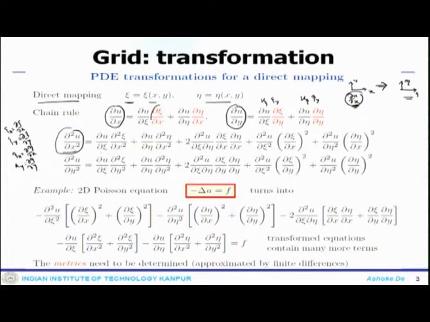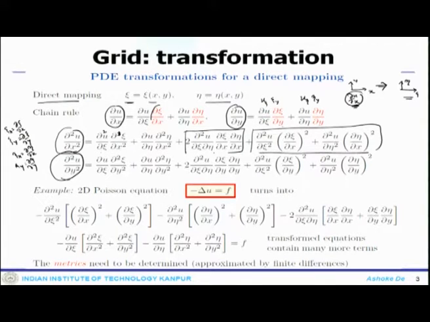So, this is the way you can do it, and it should be del xi by del x, del 2 u by... like that. Similarly you can find del 2 u by del y2, and then you end up getting some cross terms here and here.